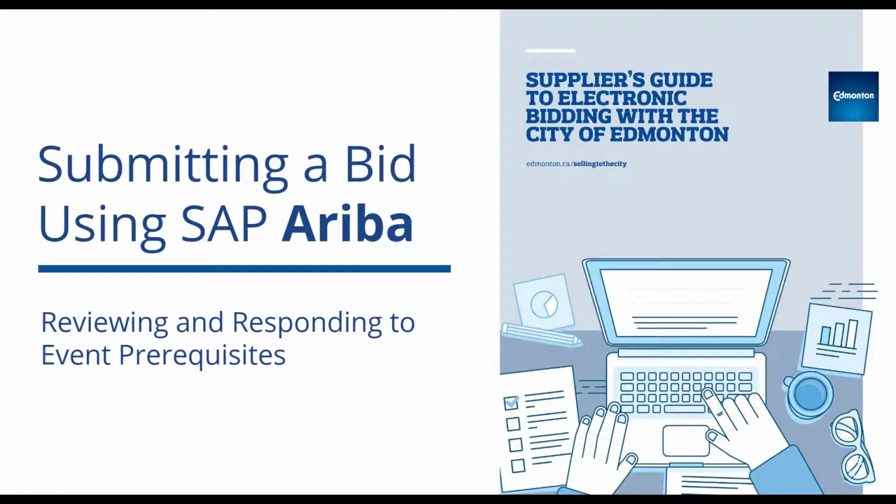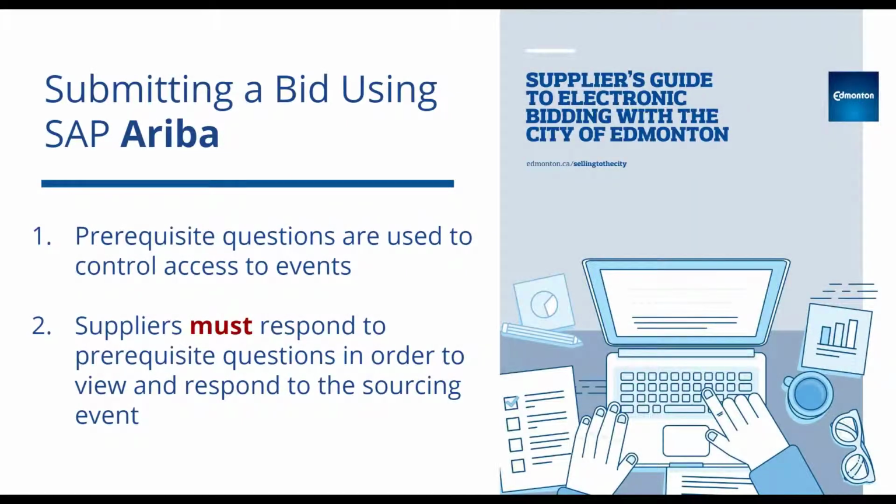In this video, you will learn how to review and respond to event prerequisites when submitting a bid using SAP Ariba. In some sourcing events, the City of Edmonton will use one or several prerequisite questions as a way of controlling access to the entire event. Suppliers must respond to these mandatory prerequisite questions in order to view and respond to the sourcing event. In this video, we will demonstrate how to identify and respond to these prerequisite questions.